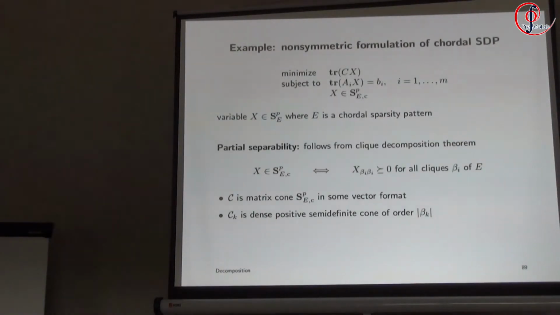Again, to go back to the main motivation for looking at partial separability, this chordal SDP in the non-symmetric form is an example of a partially separable cone. In this case, the cone C that we had was the full positive semidefinite cone in some vectorized format. And then it's completable if different principal submatrices are positive semidefinite. So you have different overlapping matrices that have to be positive semidefinite. That's an example of partial separability.